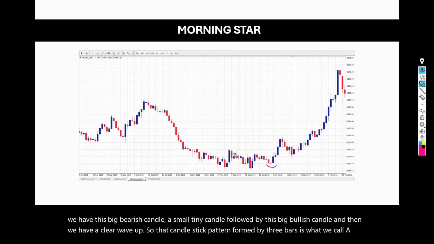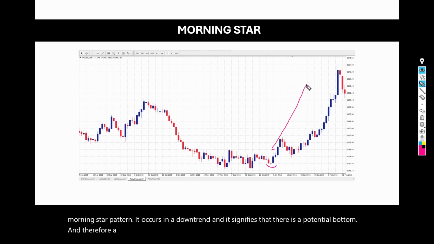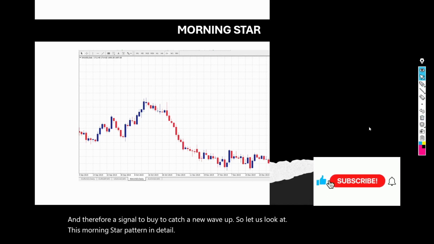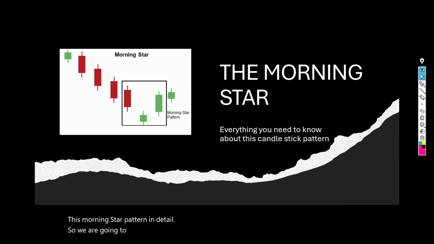It occurs in a downtrend, and it signifies that there is a potential bottom and therefore a signal to buy to catch a new wave up. So let us look at this morning star pattern in detail. So we are going to be studying the morning star pattern, okay?